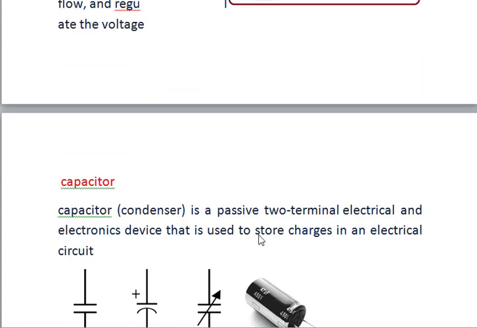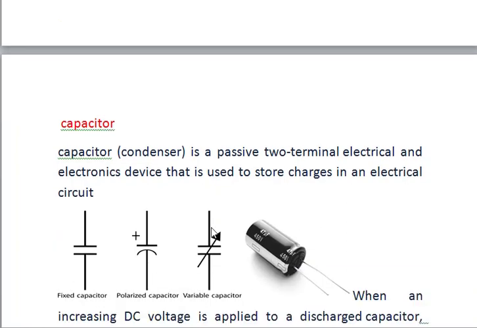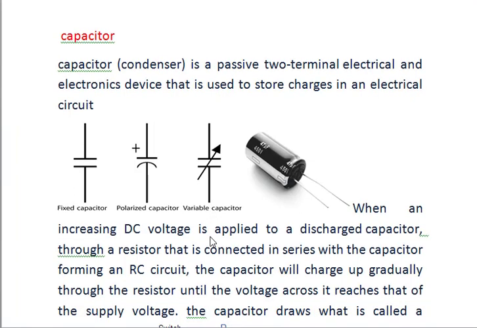Another component used in this circuit is the capacitor. It is a two-terminal electrical device used to store charges in the electrical circuit. Physically, it appears like this, and its electronic symbol is for the fixed capacitor. This is a polarized capacitor. It has two terminals, one positive and one negative. This is a variable capacitor.